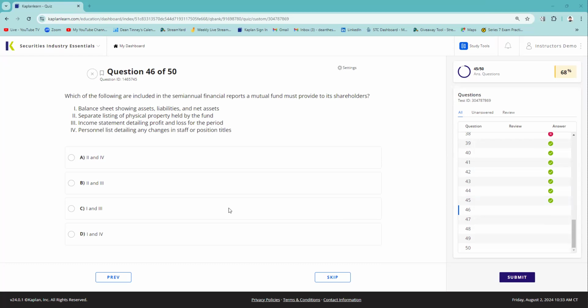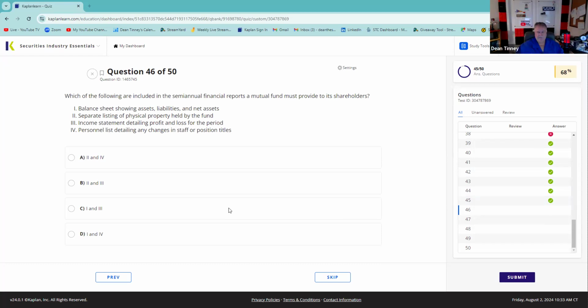Balance sheet showing assets. Sure. The assets would definitely be the securities in the portfolio. Yeah, you're definitely right. The balance sheet shows us the securities that are owned by our mutual fund. So you're right, definitely it seems one.